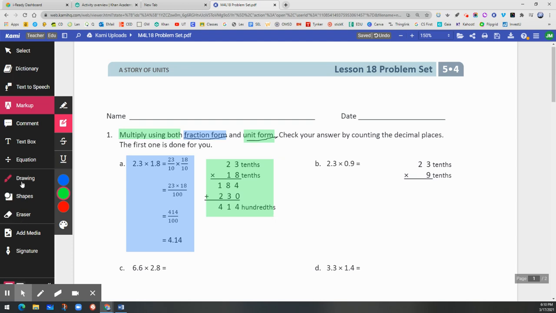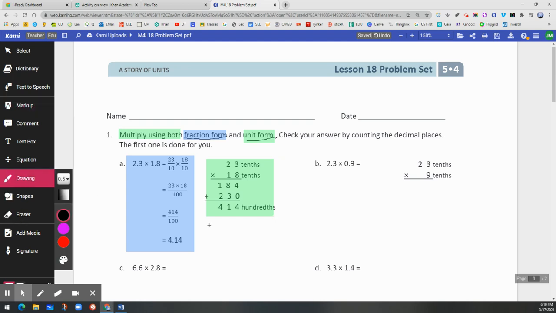And what makes a difference right here is this part: this number right here, 23 tenths, the denominator becomes the unit. For example, 18 tenths, well, that's 18 tenths. So the denominator always becomes the unit. That's what gives you what the unit is. So we're going to practice that a few times, okay? And notice that they set it up for us. Here's the B, 2.3 times 0.9.